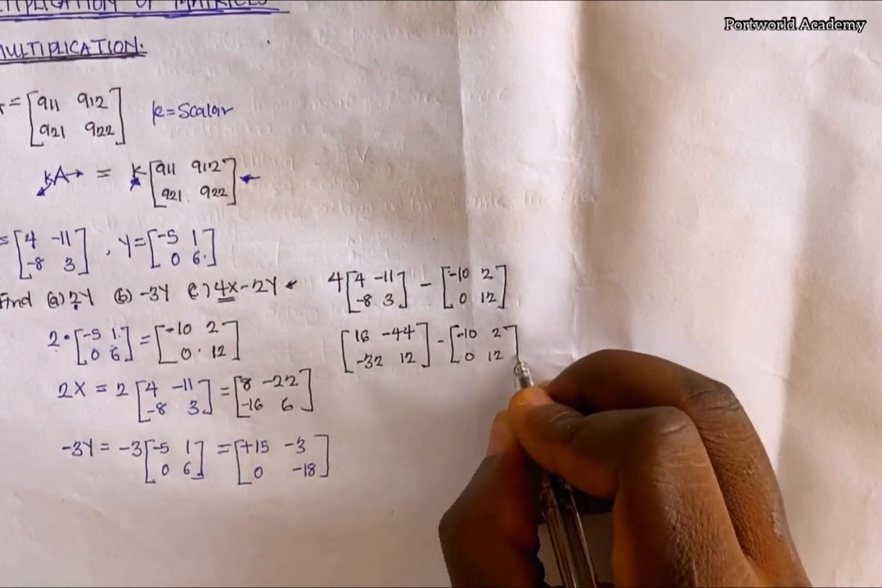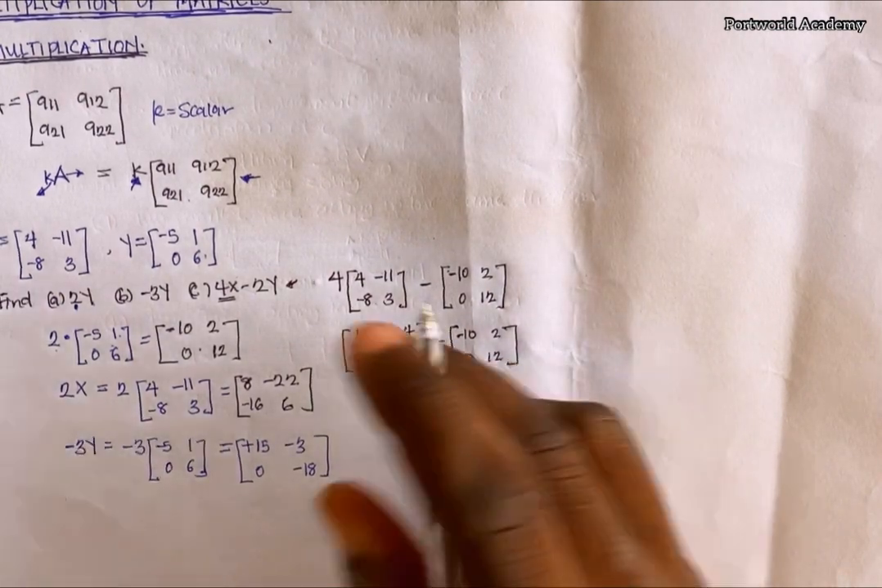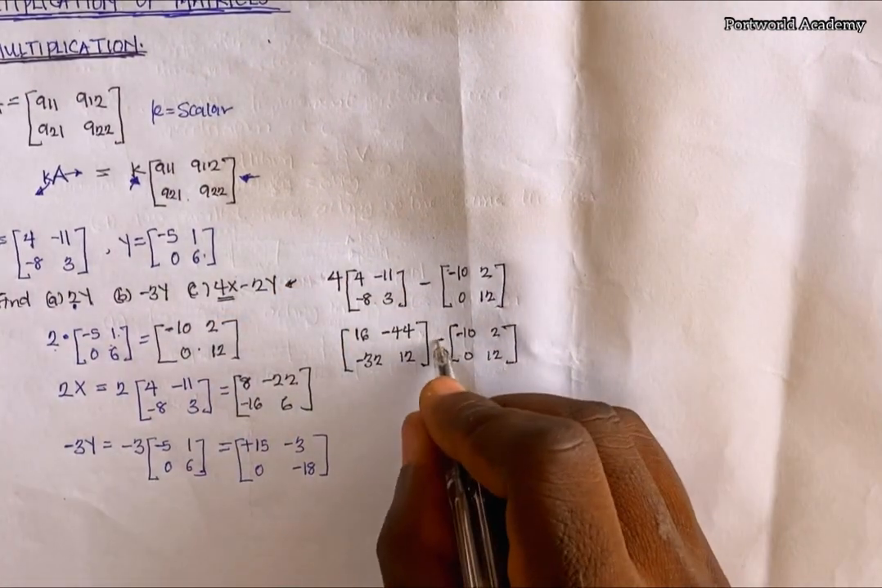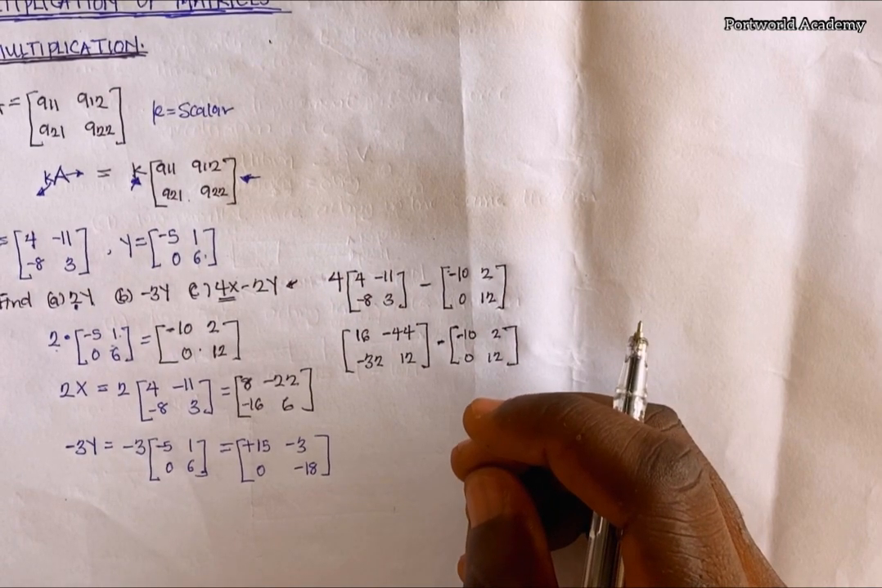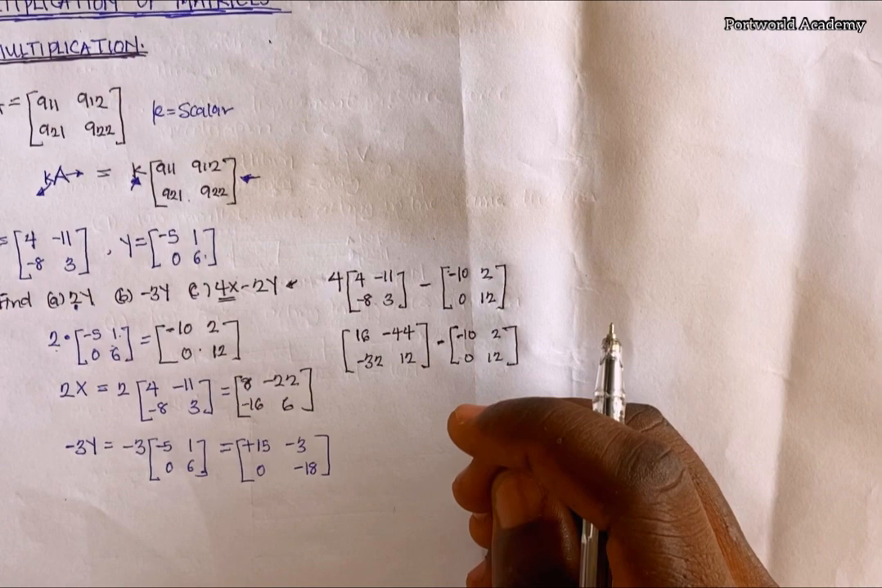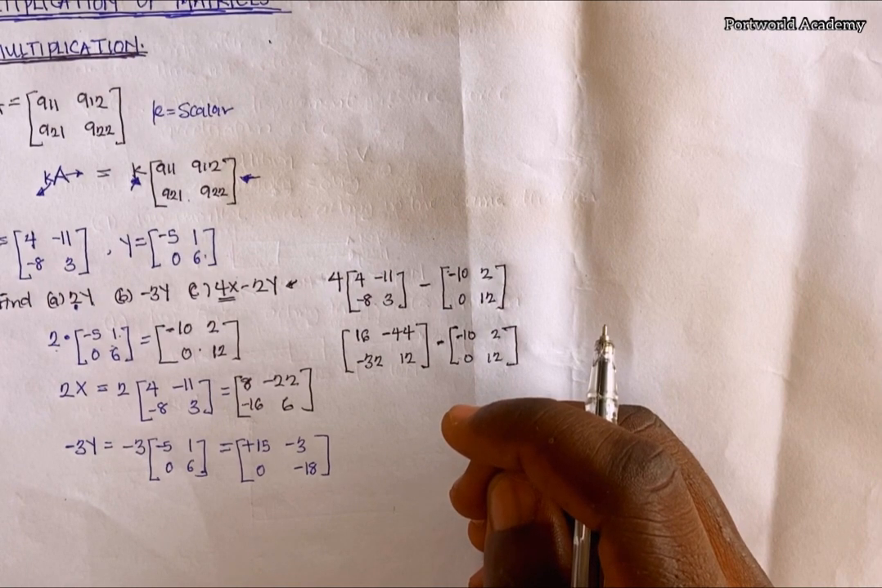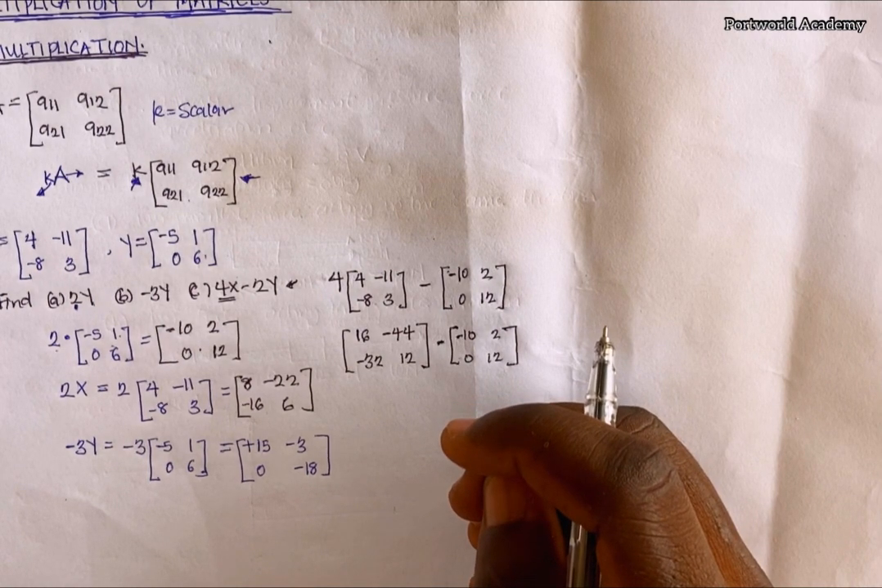This is actually an arithmetic operation because it involves minus, right? And if you have not watched my video on addition and subtraction of matrices, can you pause the video right now and go and watch it? Or better still, I will drop the link in the comments below or in the description box below.